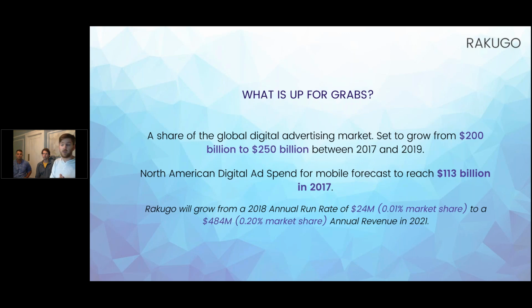We're projecting that from 2018 through till 2021, we're going to start off at a 0.01% market share and grow into a 0.2% market share of this kind of ad revenue market. That's going to be our first step into monetizing. We feel that's a very realistic objective.